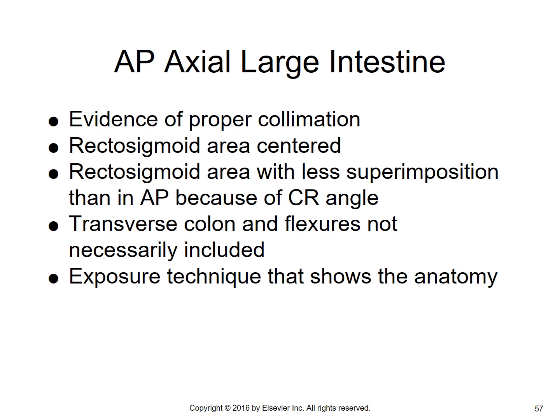So we want to see proper collimation. We want that rectosigmoid area centered with less superimposition than in the AP. How you're going to get this is by angling. Transverse colon and flexures not necessarily included, so if we clip those, that's okay. An exposure technique to show the anatomy.